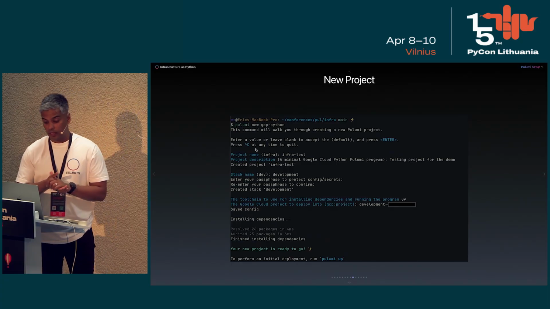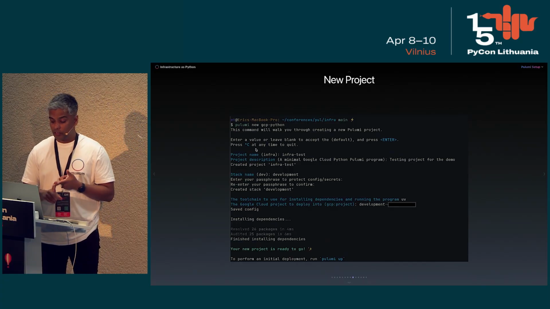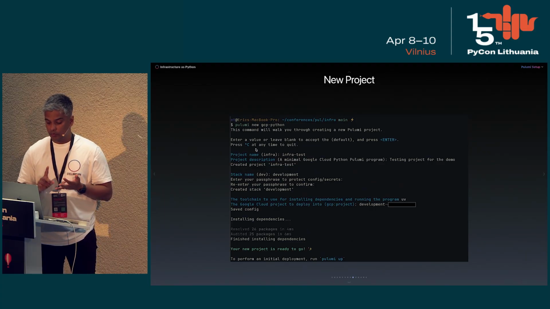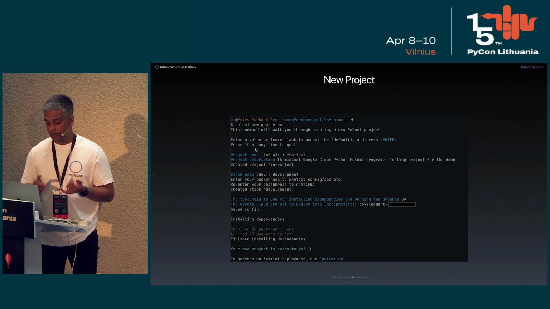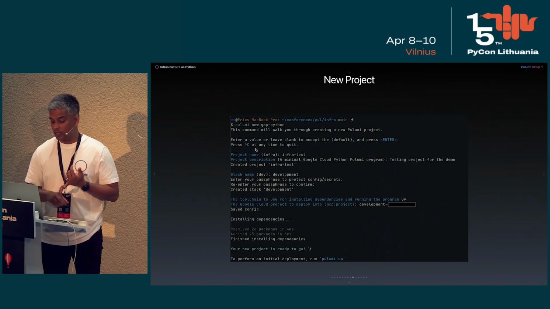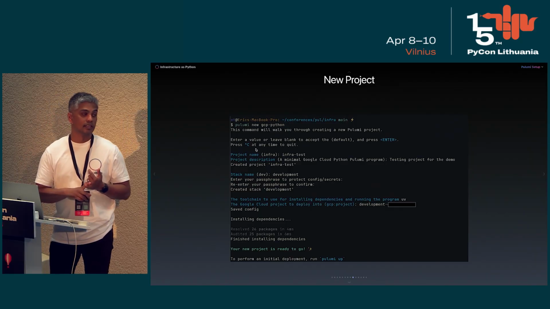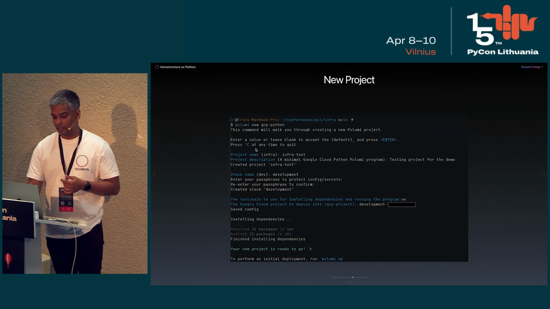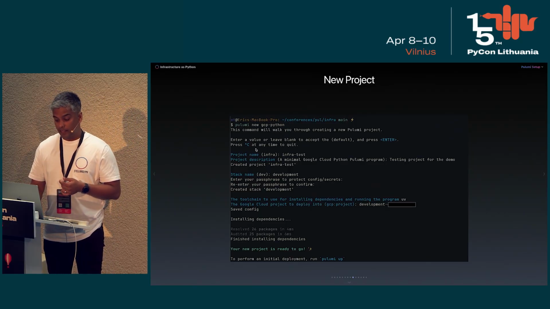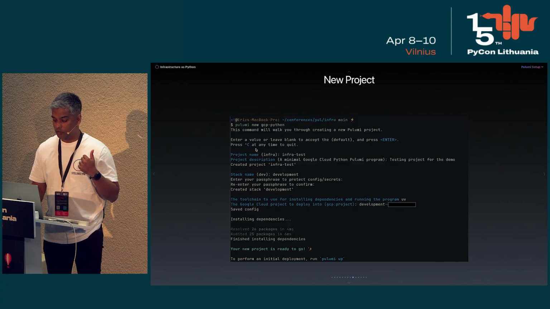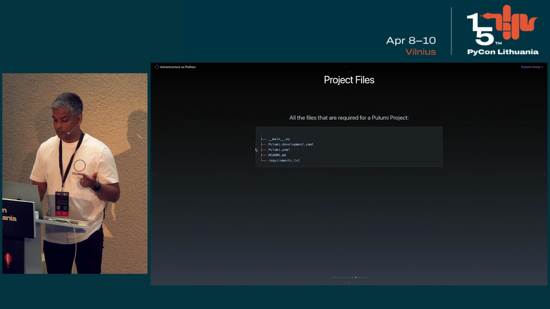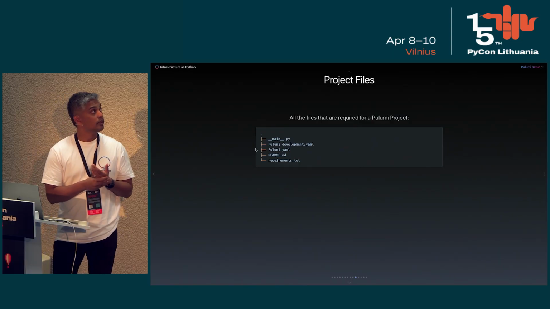Kickstarting that command leads you through this workflow. So you need to specify a project name, project description, stack name, and we'll come to stacks in a bit, but you can think of them as environments for the time being, and then also the GCP project you want to link to. A GCP project is exactly the same as an AWS account, and then that's it. All of your dependencies get installed and your files get initialized, and this is what you end up with.